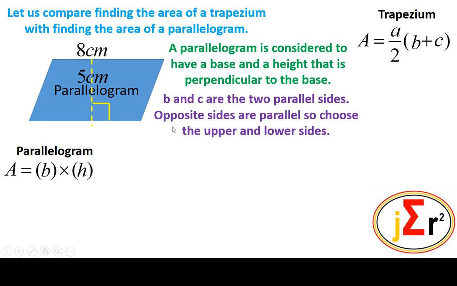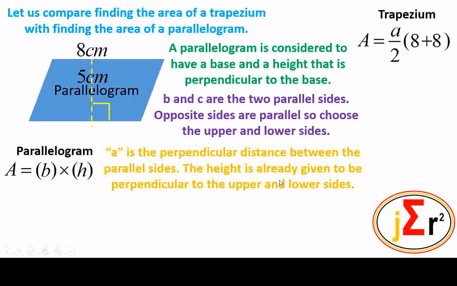opposite sides of a parallelogram are parallel, so we may choose any two opposite sides. B will be 8 and 8 again. The two opposite sides are parallel. A is perpendicular to the two parallel sides. A is the perpendicular distance between them.